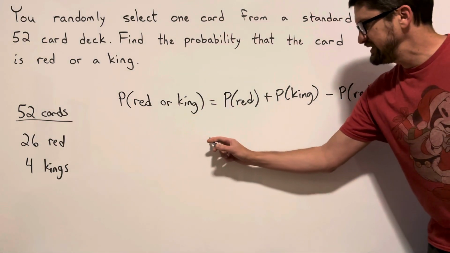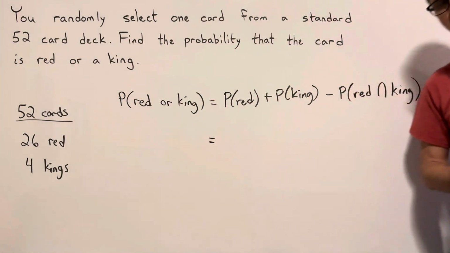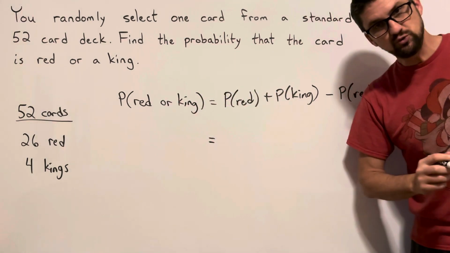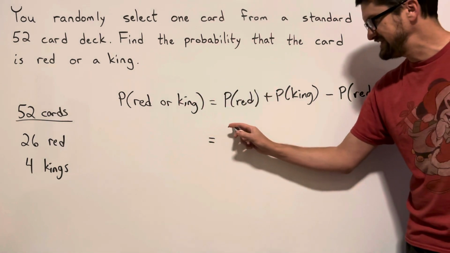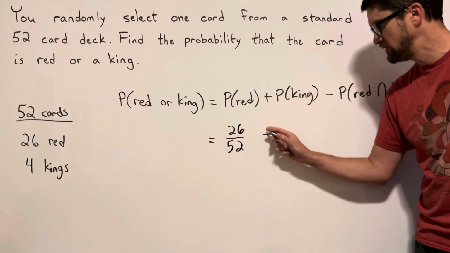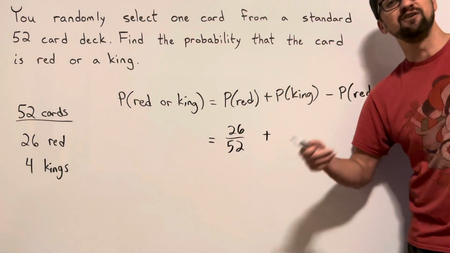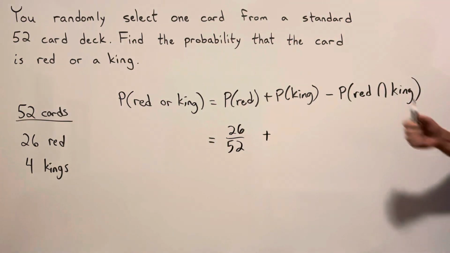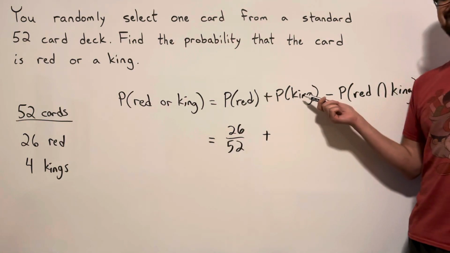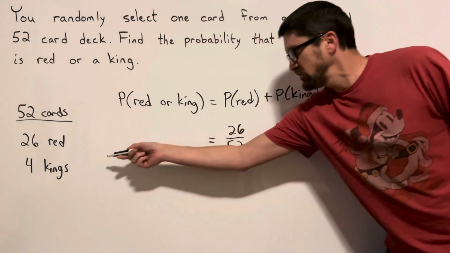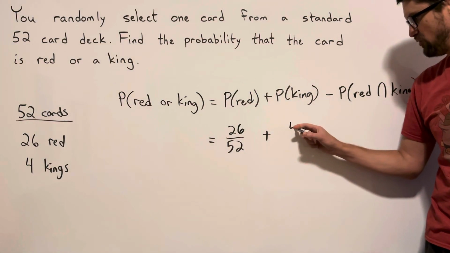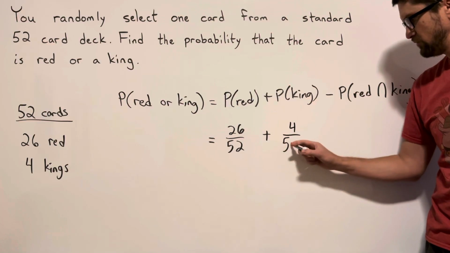All right, the probability that we get a red card, there's 26 red ones out of 52 total. So that's 26 divided by 52. That is the probability of getting a red card when you randomly select one card from a standard deck. The probability of getting a king, we have 4 kings. So the probability that it's a king is going to be 4 out of 52. 4 divided by 52.